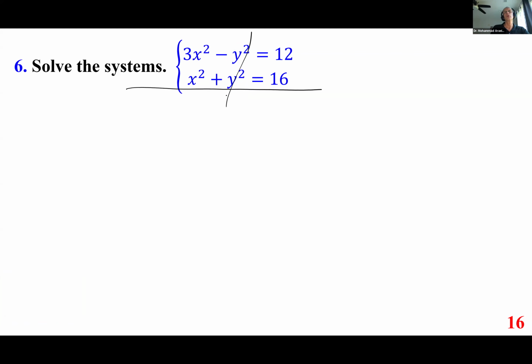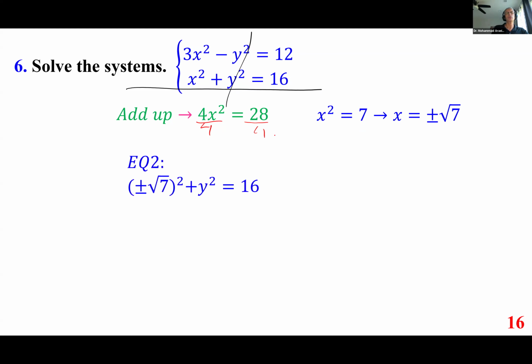they will cancel out. We get 4x squared equals 28 if we add the left side and the right side. We divide by 4. X squared is 7, and x is plus minus square root of 7. Now we use one of the equations, for example, the second equation, and we plug in, and because it's being raised to the power of 2, plus minus will result in the same thing.